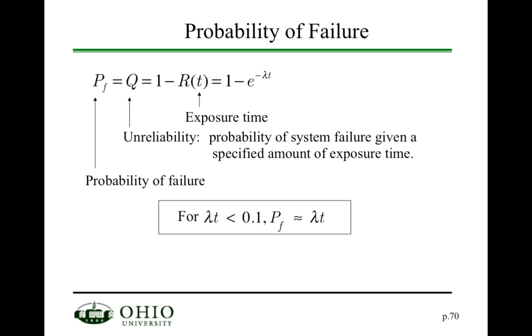Okay, so we already know that the probability of failure can be related to the reliability. The probability of failure is the unreliability over a particular exposure time. So Q is 1 minus R(t), which is 1 minus e to the minus lambda t. We saw before that for small values of the product lambda times t, smaller than 0.1 for example, Q is equal to lambda t. In other words, the probability of failure is equal to the failure rate times the exposure time.